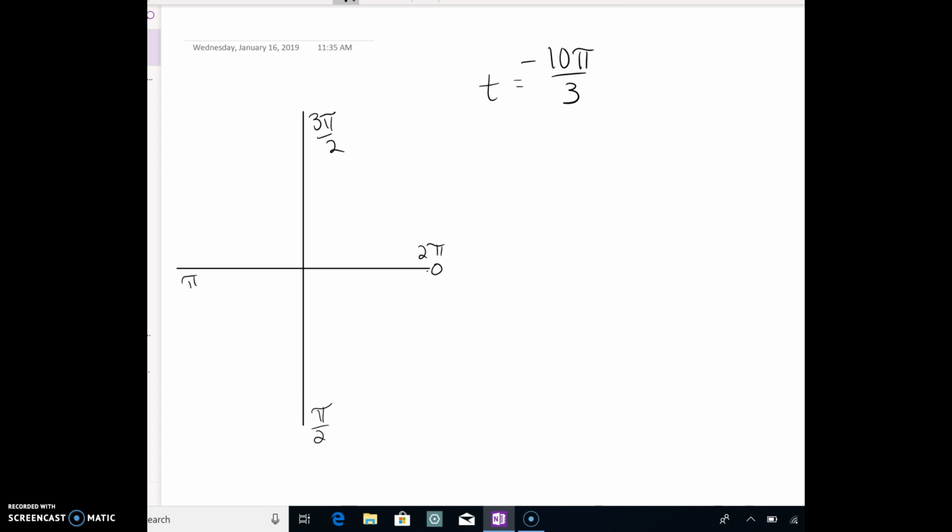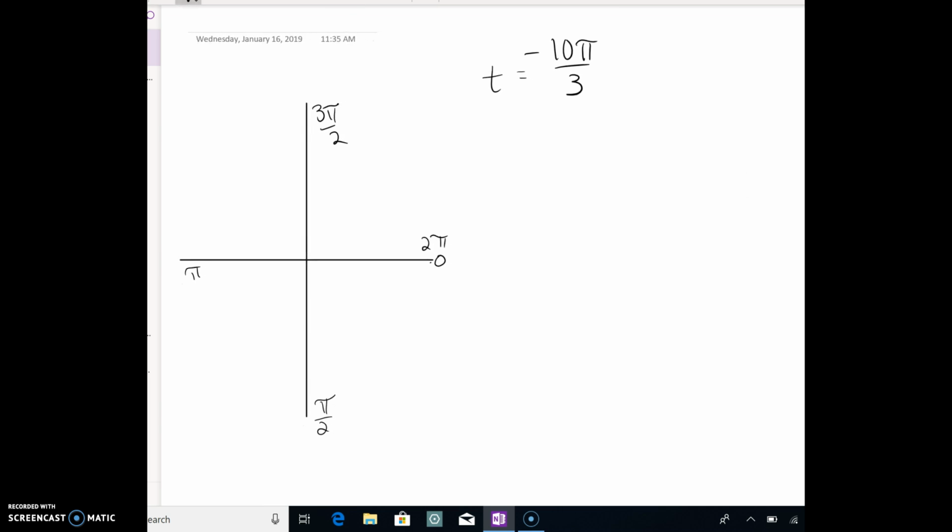Now, notice negative 10 pi over 3 is an improper fraction, so we want to get an idea as to what it's equivalent to as a mixed number. 3 goes into 10 3 times, with a remainder of 1. So this is the same thing as saying that we traveled negative 3 1/3 pi's around the unit circle. So let's do that. Let's travel negative 3 1/3 pi's around the unit circle, and let's figure out in which quadrant our angle is going to terminate.